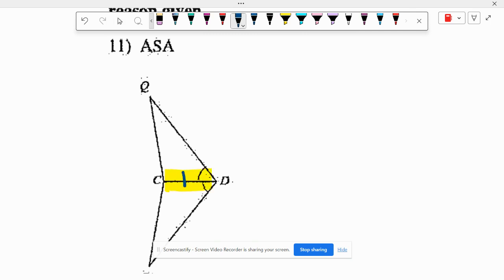Why? I told you guys earlier. What's that called? It's the reflexive property. When you guys look in the mirror and you see your reflection, isn't that yourself? Aren't you yourself? That's how I remember that. Yes, you are. So it's the reflexive property.